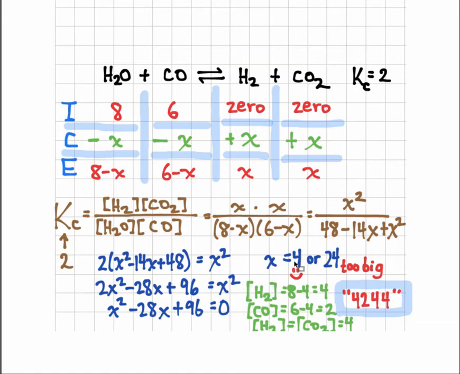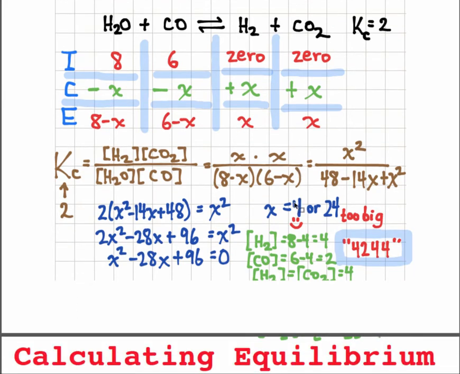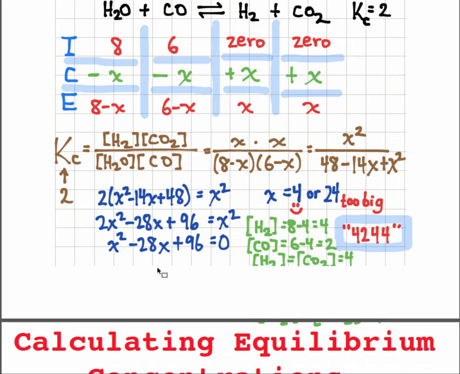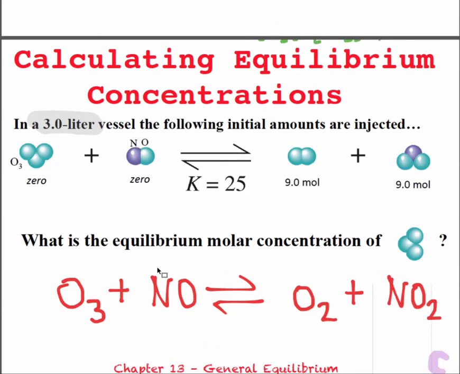I don't know. So the answers are 4 and 24, but of course 24 is too big, because 8 minus 24 would give negative concentrations. Can't have such a thing. So 8 minus 4 gives you 4, 6 minus 4 gives you 2, and this is 2, and this is 2. Interesting. That was just a stupid clicker thing. You can ignore that. One more example.